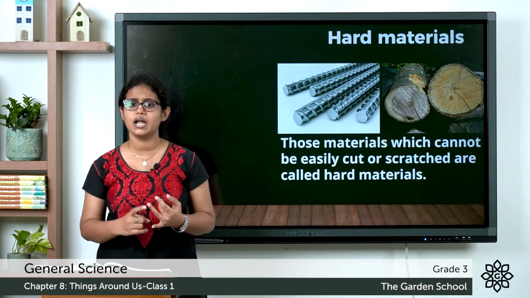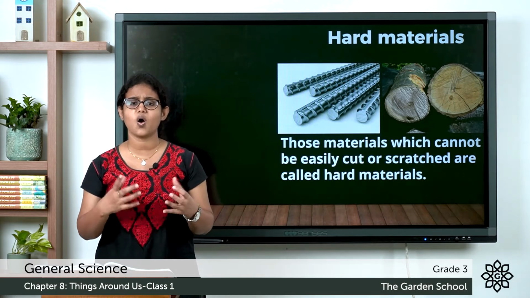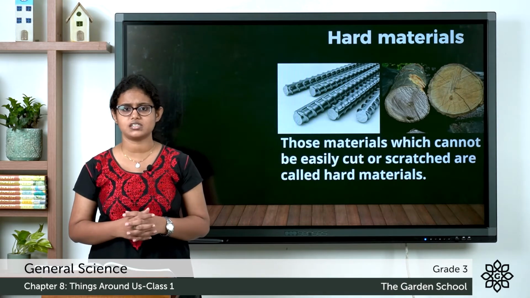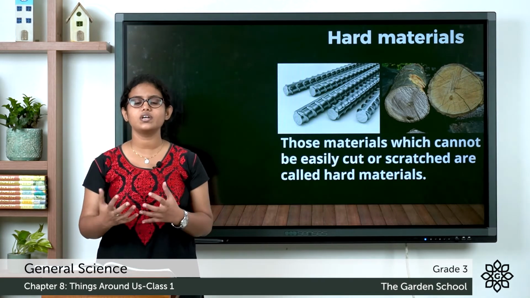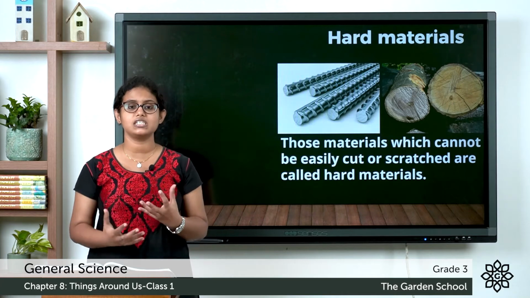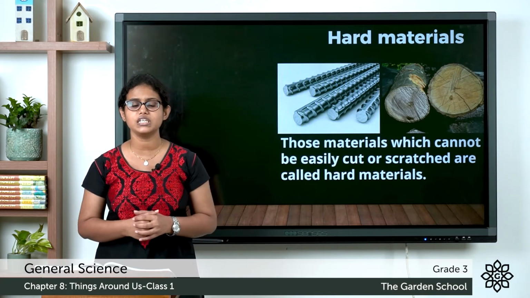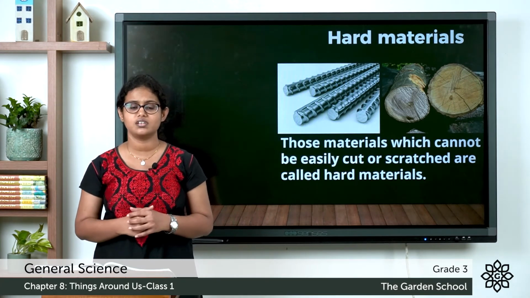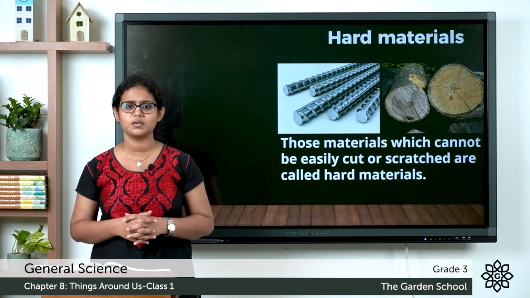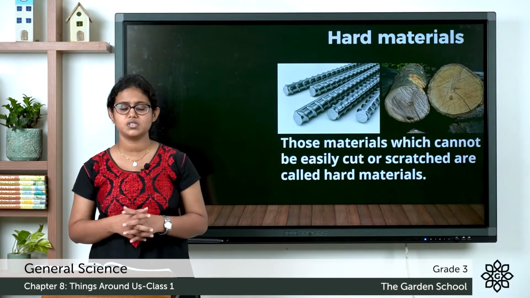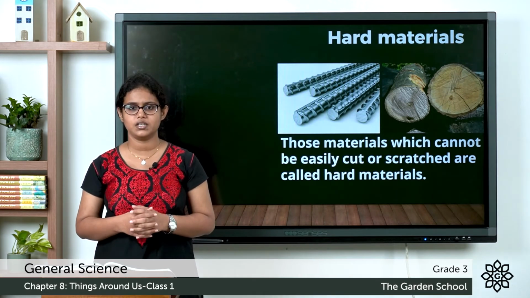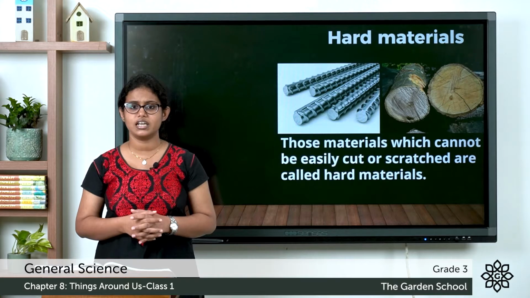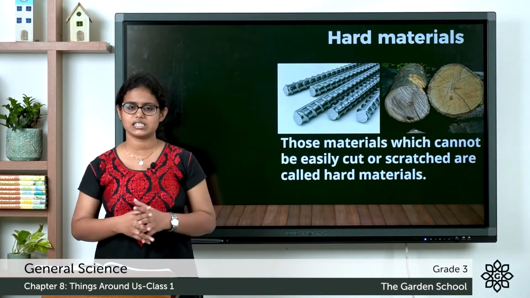We call it as hard materials. For example, metals, rock, all these are hard materials. They cannot be easily cut or scratched. So what are hard materials? So hard materials are materials which cannot be easily cut or scratched. They are very hard and strong. What about glass? So glass is a hard material, but we can break it easily. But there are materials like wood, metals, they do not break easily.